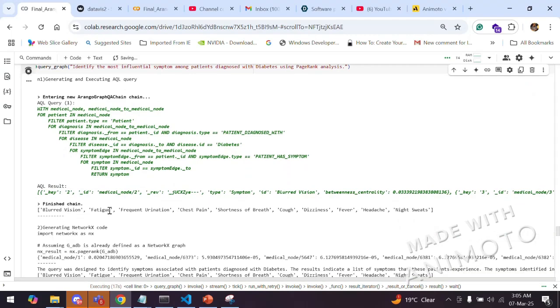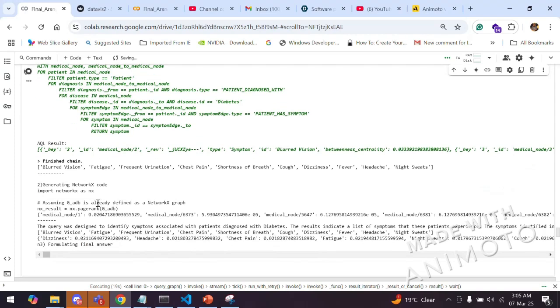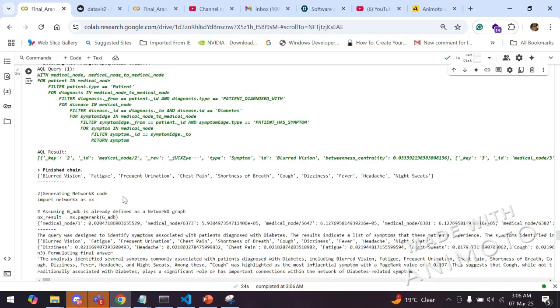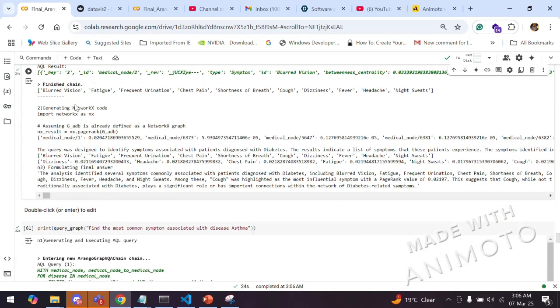It gets the information of fatigue, urination. Then again, it generates code. See how it is generating the code on its own. It's making decisions for the entire logic. And finally, we come up with the result. The analysis identifies several symptoms commonly associated with patients. So that's the result we are getting.